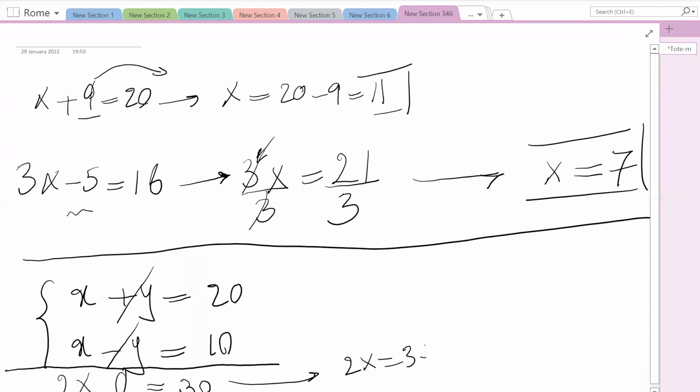Therefore, you divide both sides by 2. x is going to be 15. And once you find x, you just put this back into either of the equations, either the top one or the bottom one.